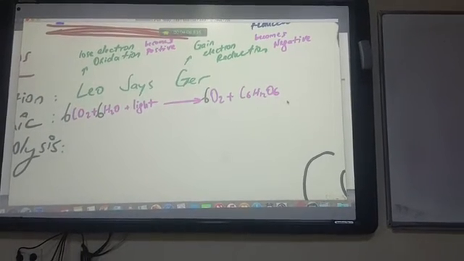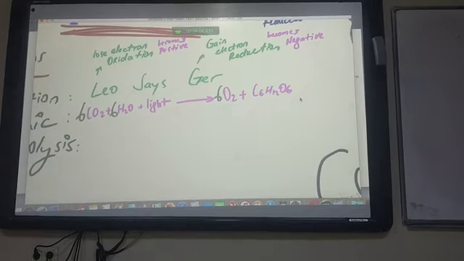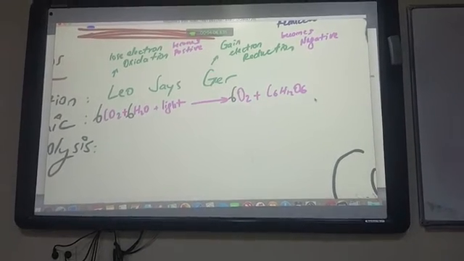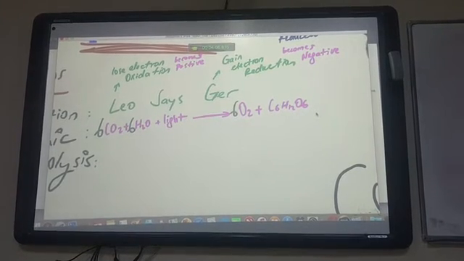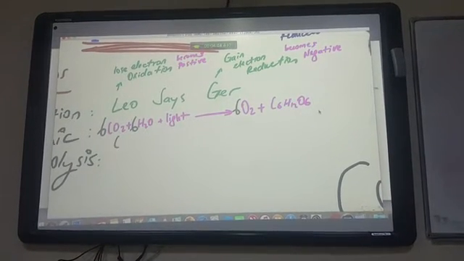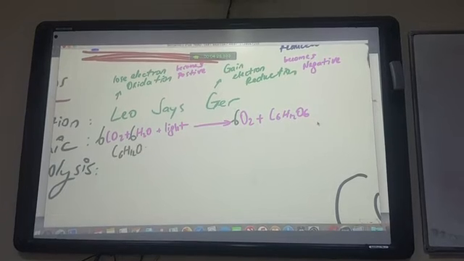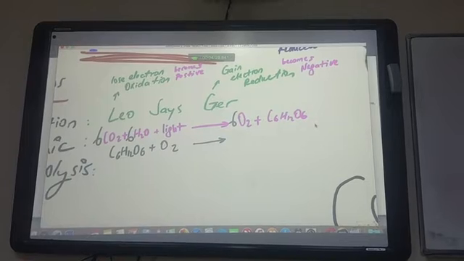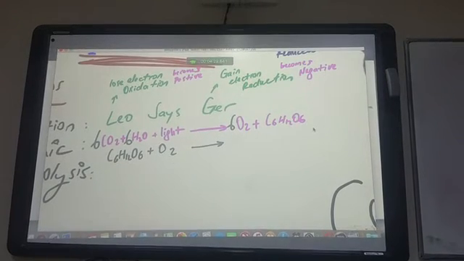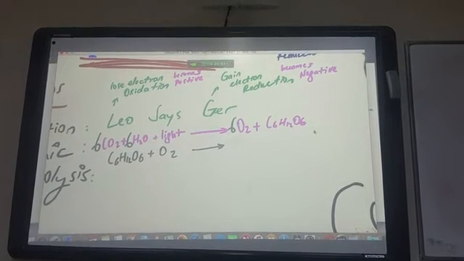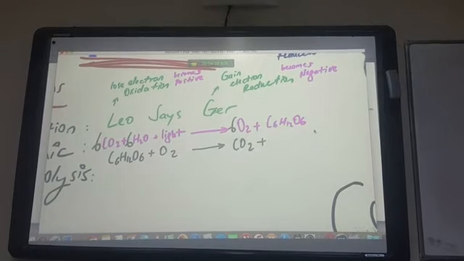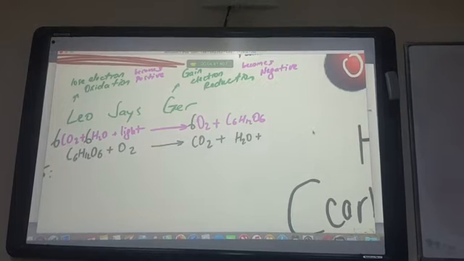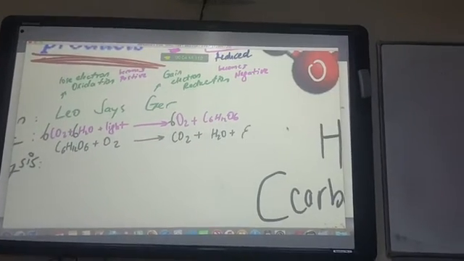Now, this is the chemical equation of photosynthesis: carbon dioxide and water. And what about the opposite, the reverse of this reaction? It is cellular respiration: glucose plus oxygen in the cells. What about the products? Oxygen, carbon dioxide, and water are produced, and energy. Okay, thanks.